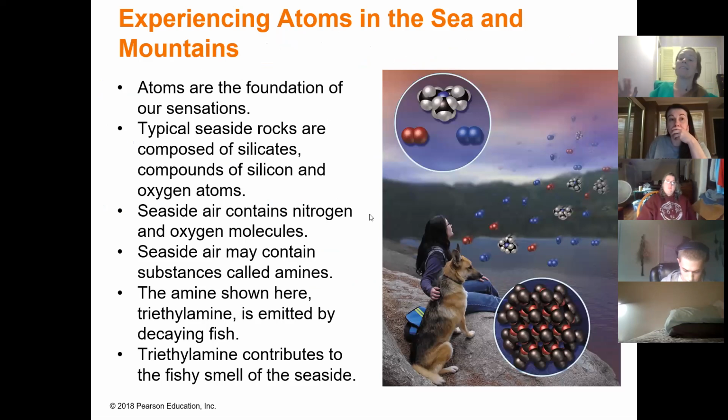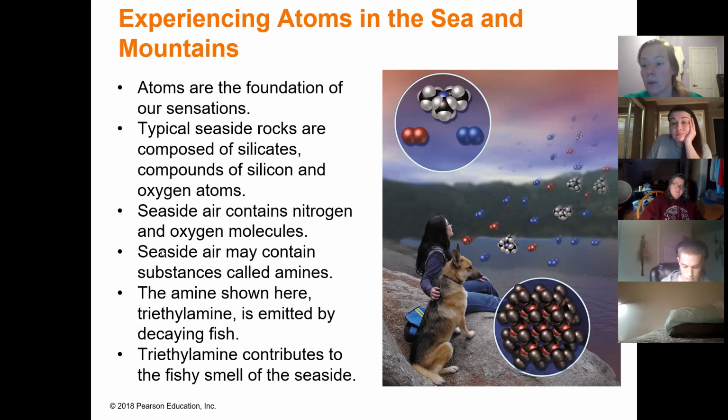So here's our cheesy intro slide: experiencing atoms at the sea and in the mountains. So atoms are the foundation of all of our senses. All the things you can smell and taste, touch, hold, all are composed of atoms or are composed of molecules that are then broken down into atoms. So even like the decaying fish smell that you smell at a beach, those are made of amines, which are made up of atoms.